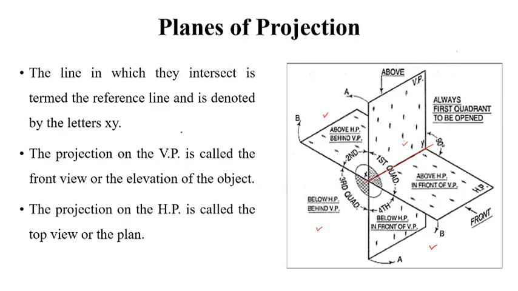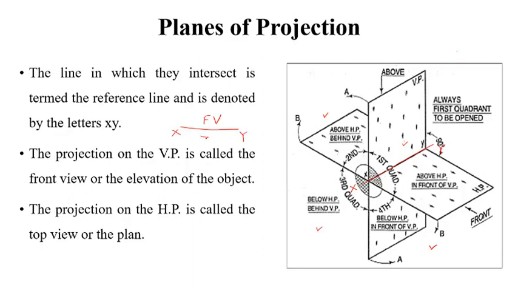As we rotate, suppose this is our reference line XY. The front view is above the XY line. This is the XY line. And the front view stays above. The top view will go here. And after rotation, the top view comes at the bottom. Sorry.